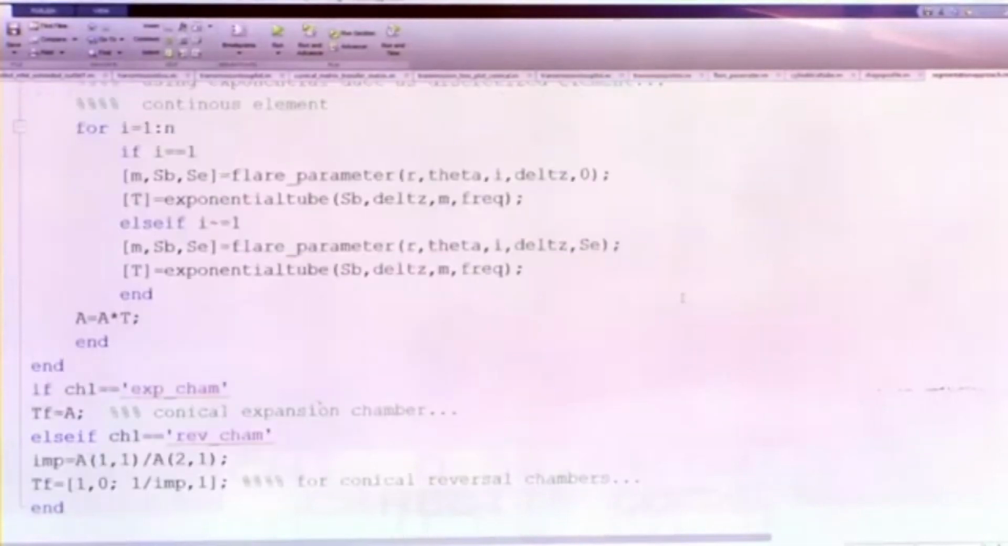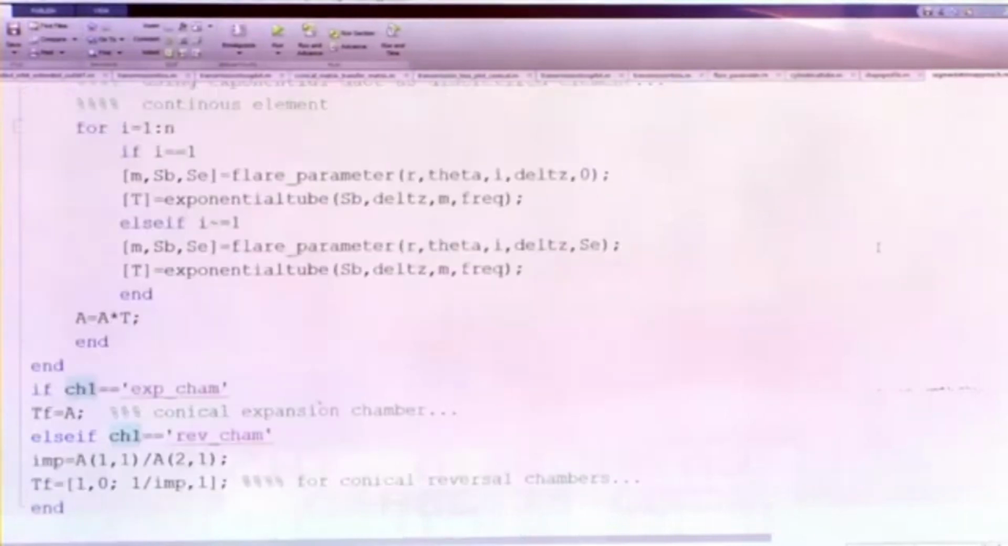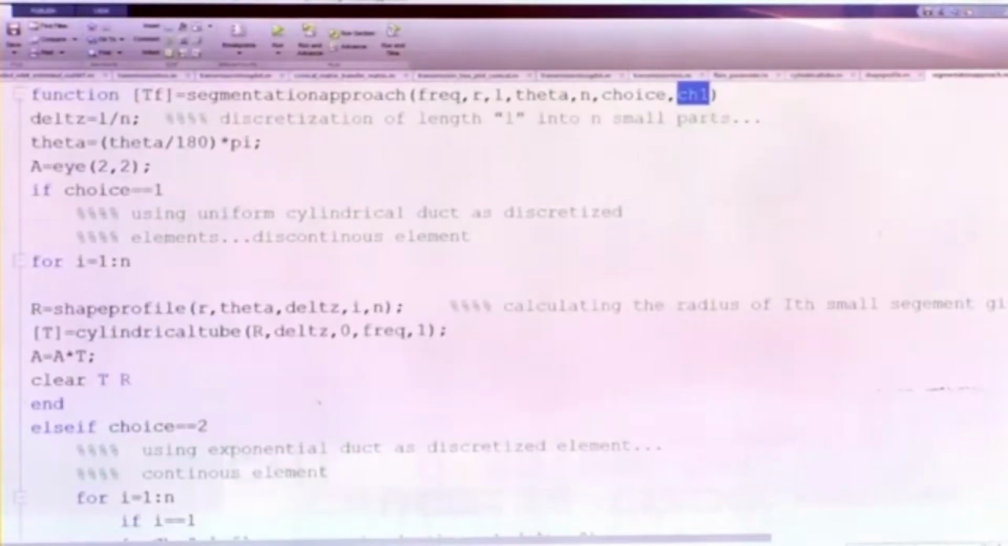CH1 is more like which kind of configuration we would like to analyze. We would probably like to analyze a conical expansion chamber configuration where ports are on the opposite end faces. Reversal type of configuration is where the ports are located on the same end face. We will not discuss that in this lecture. We will worry about only the expansion chamber with ports located on the opposite faces.